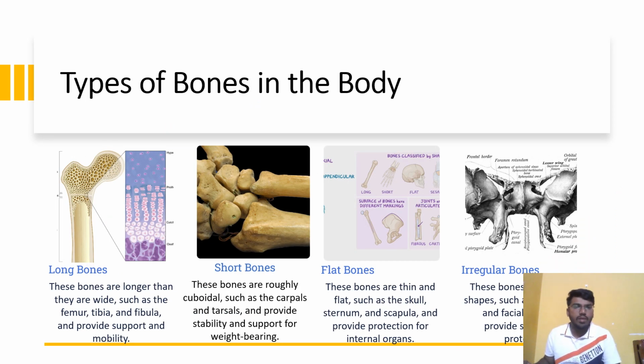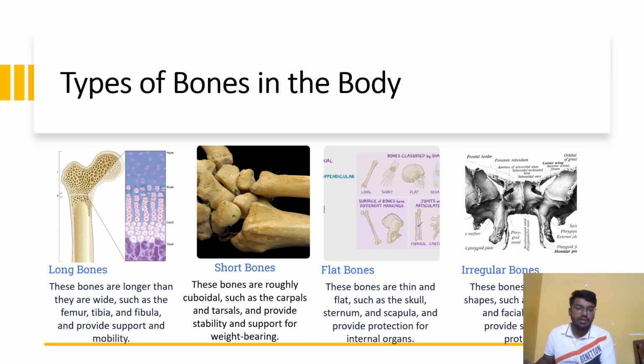In this, you're gonna learn about types of bone in the body. Long bone. These bones are longer than they are wide, such as the femur, tibia, and fibula, and provide support and mobility. Short bone. These bones are roughly cube-shaped, such as the carpals and tarsals, and provide stability and support for weight bearing. Flat bones. These bones are thin and flat, such as the skull and scapula, and provide protection for the internal organs.